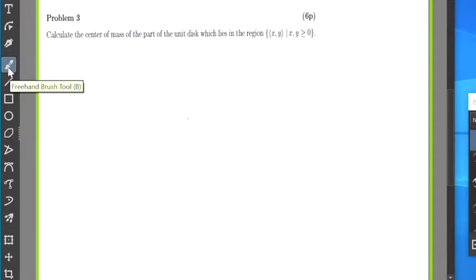Here we need to calculate a center of mass of a certain region. And the region that we want to look at is the part of the unit disk. So the unit disk is like the interior of the unit circle. So the radius here is 1. And we only want to look at the part which lies inside the set of vectors where both x and y are larger than or equal to 0.